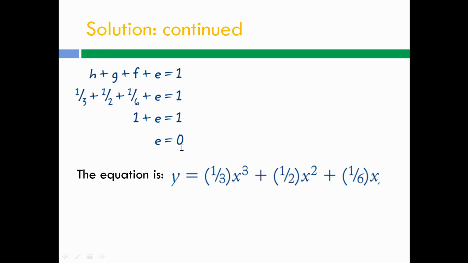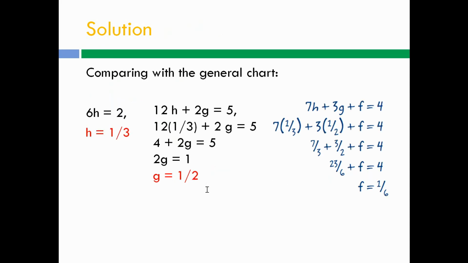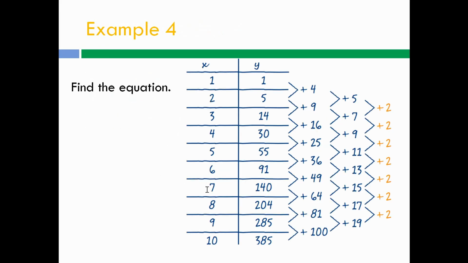Once you have the 4 values, you will plug them in your equation. So the format is y equals hx cubed. So instead of h, you'll put 1/3 plus gx squared. And instead of g, you'll put 1/2 plus fx. And instead of f, you'll put 1/6 plus e. But e is 0, so you don't really have to write it down. So again, it looks complicated, but it honestly follows the same pattern.